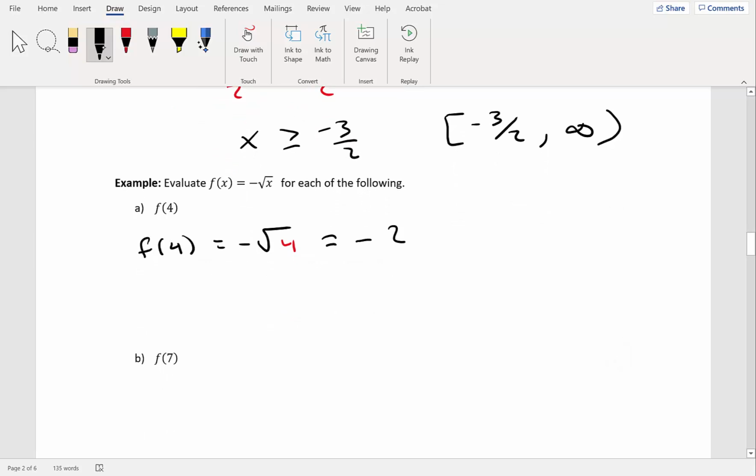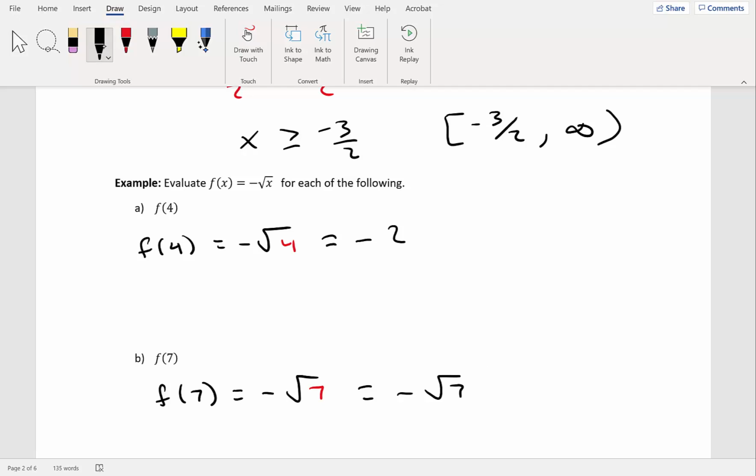Let's try the next problem out. So f of 7, now we're plugging in 7 for our x. It's going to be equal to negative square root of 7. Now, for square root of 7, there isn't a whole number that I could raise to the second power that gives me 7. So I'm just going to leave my answer the way it is, negative square root of 7. This is our exact answer. If you leave it in this form, this is your exact answer.